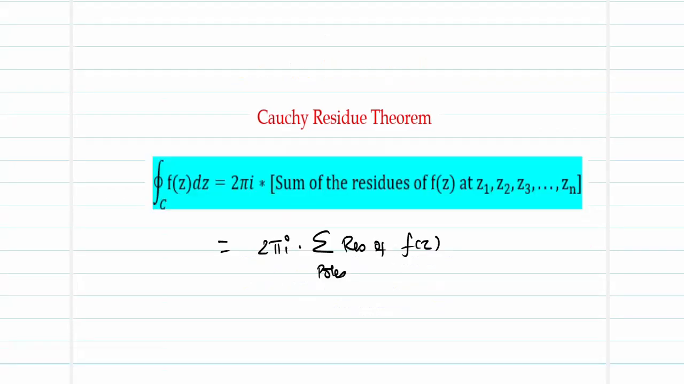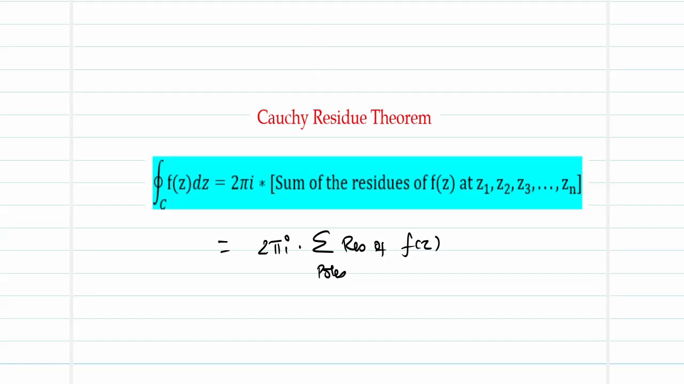We'll have a quick recap on the Cauchy residue theorem, which states that the integral over the closed curve C of f of z dz is 2 pi i times the summation of the residues of the function at the poles z1, z2 up to zn. So add up the residues at the poles and then multiply by 2 pi i. This is what your Cauchy residue theorem states.